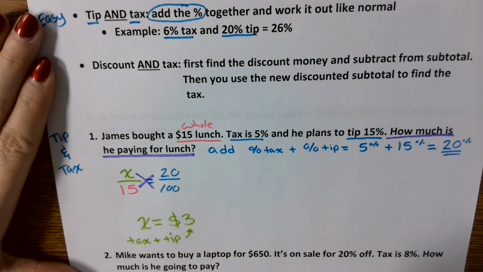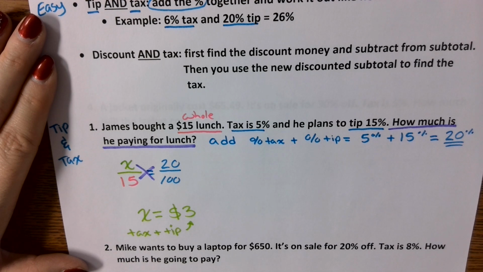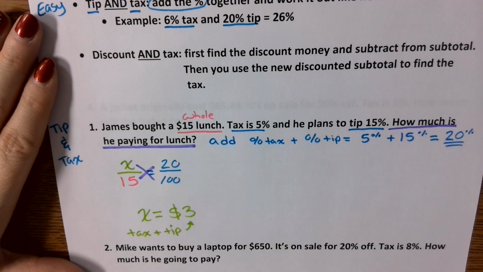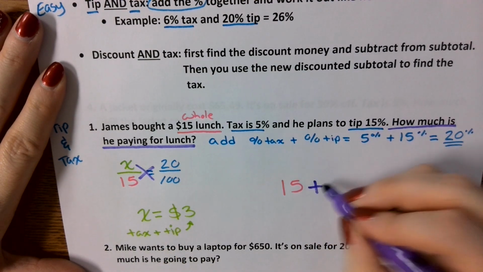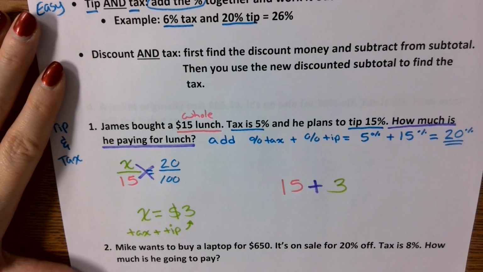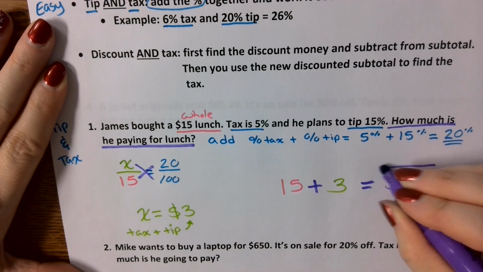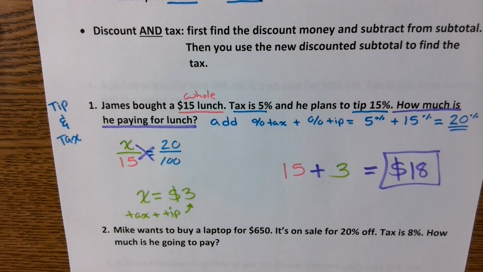Our tax plus our tip is $3. Okay, now the question's asking how much is he paying for lunch? So again, he had to buy his lunch, plus he had to pay for tip and tax. So how much did his lunch cost him? $18. Okay, that's an easy one.